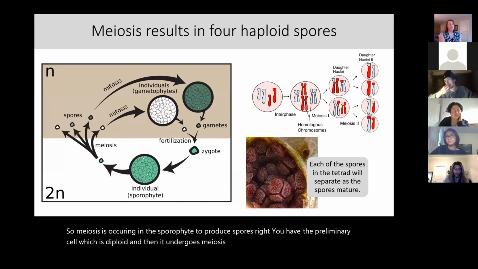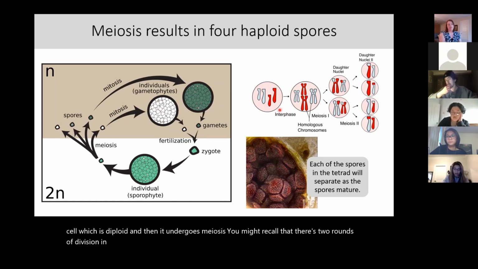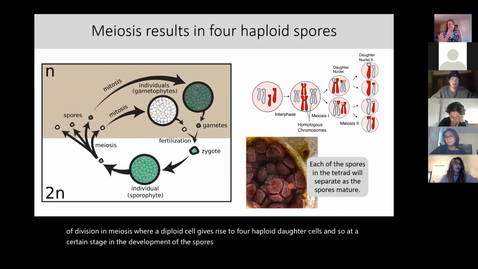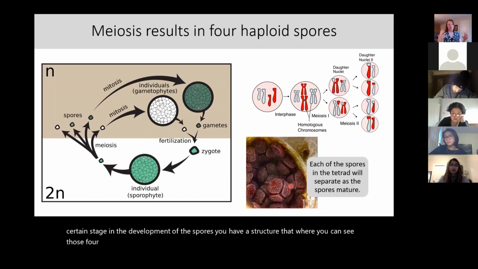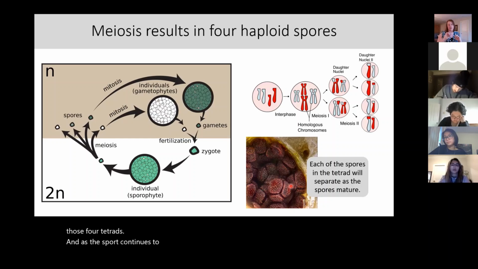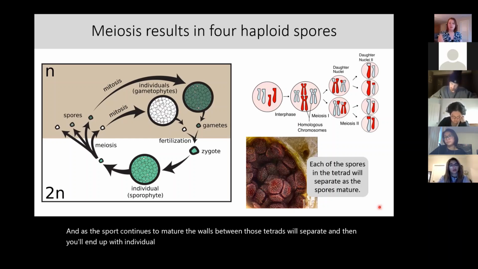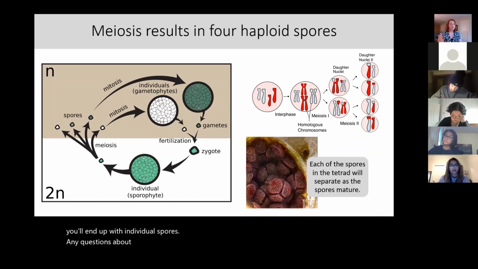You might recall that there's 2 rounds of division in meiosis, where a diploid cell gives rise to 4 haploid daughter cells. And so at a certain stage in the development of the spores, you have a structure where you can see the 4 tetrads. And as the spore continues to mature, the walls between those tetrads will separate, and then you'll end up with individual spores. Any questions about that or any of the other hornwort stuff we've talked about so far?